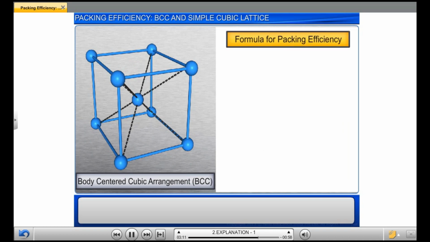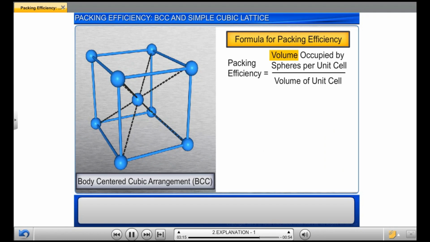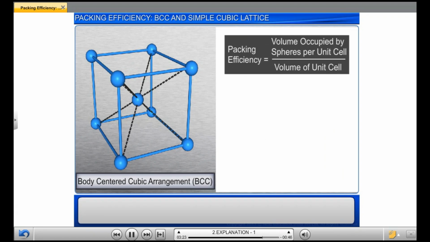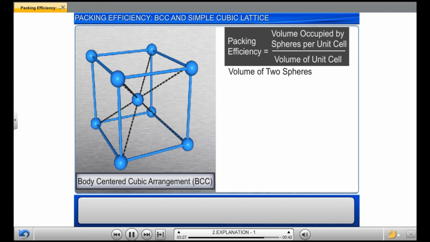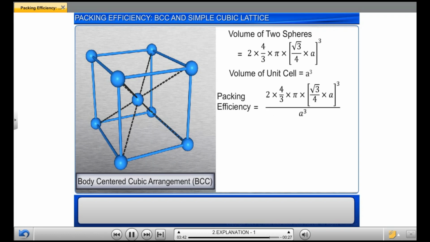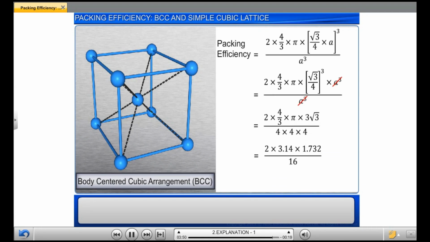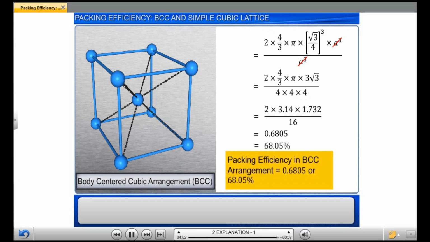Let us now see the formula for packing efficiency. It is the ratio of the volume occupied by spheres per unit cell to the volume of the unit cell. So, the volume of 2 spheres per unit cell is given by 2 into 4 upon 3 into pi into root 3 upon 4 into a, whole cube. The volume of a unit cell is given by a cube. On substituting these expressions in the formula for packing efficiency and simplifying, we get 0.6805 or 68.05%. Therefore, the packing efficiency in a BCC arrangement is equal to 68.05%.